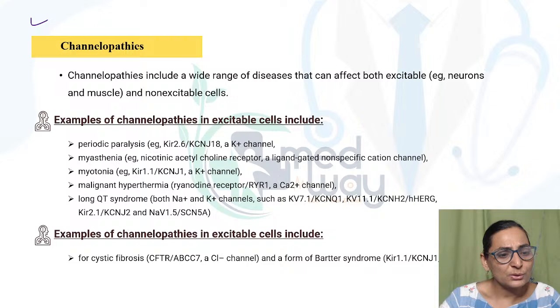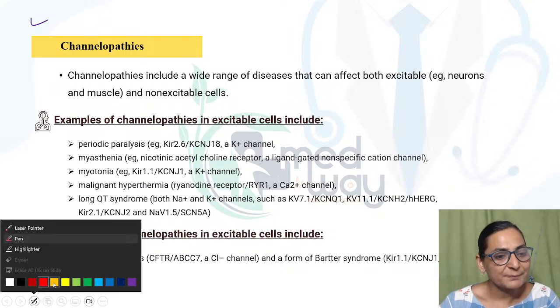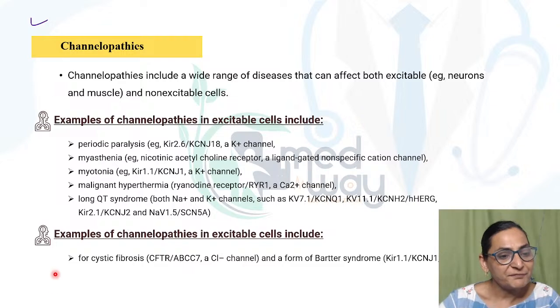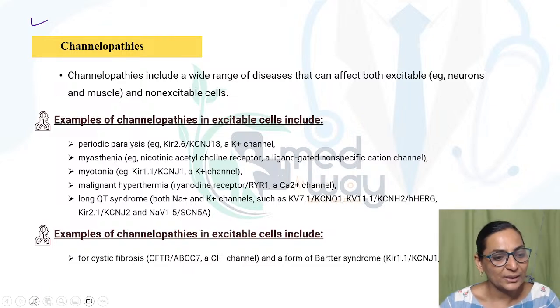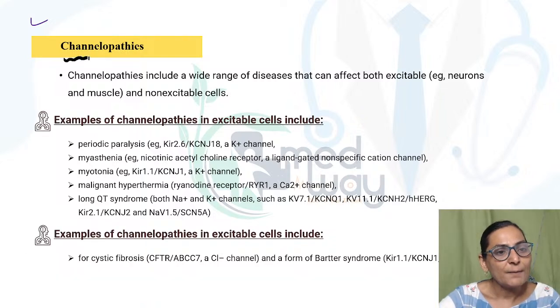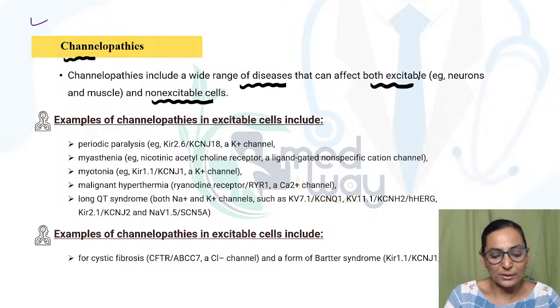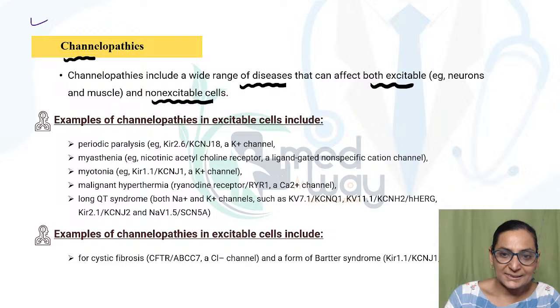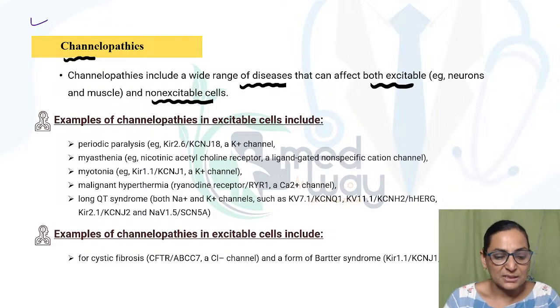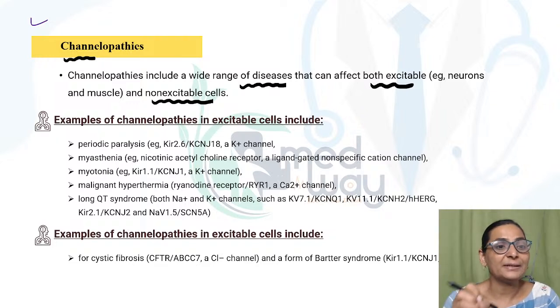Now once you've understood that there are different types of channels, this is something very important, that there are different types of channelopathies. What are channelopathies? These are a wide range of diseases which are because of mutations in the channels, which can affect either excitable cells or non-excitable cells. So channelopathies means diseases which are because of mutations affecting these channels.